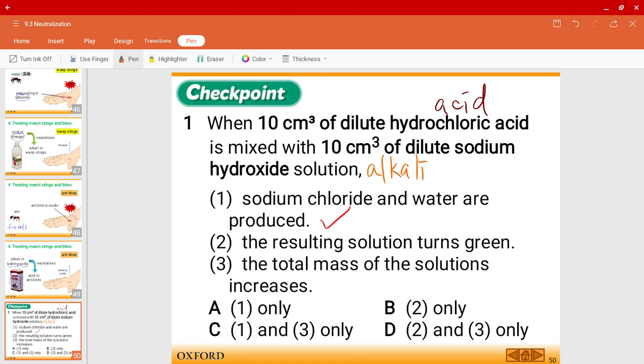Option number 2, the resulting solution turns green. Does it turn green? Let's see. Is sodium chloride green in color? We all know sodium chloride is table salt, right? Is table salt green in color? No, it's not. How about water? Is that green in color? Of course not. Water is colorless. So this is wrong.